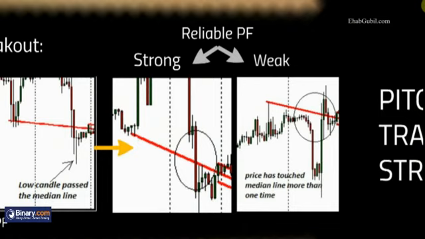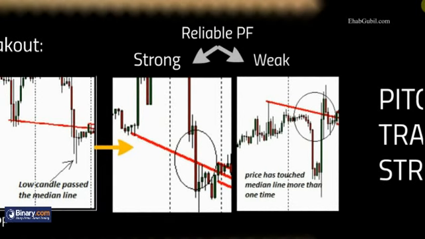So now, the reliable PF lines. After we have understood the breakout of the median line of the PF, we will call any median line that has a breakout a reliable line. There are two types of reliable lines: a strong reliable line and a weak reliable line. A strong reliable line has a direct breakout, meaning price action touches the median line only one time. If it touches the median line more than once, it would be a weak reliable line. It is more common.